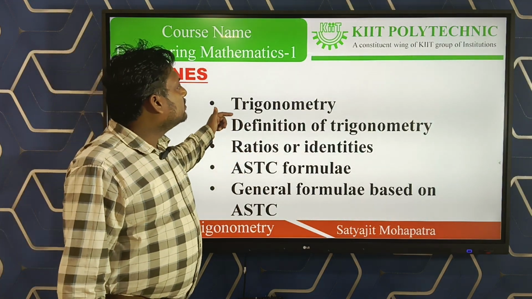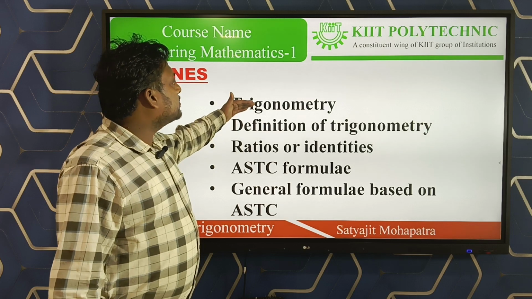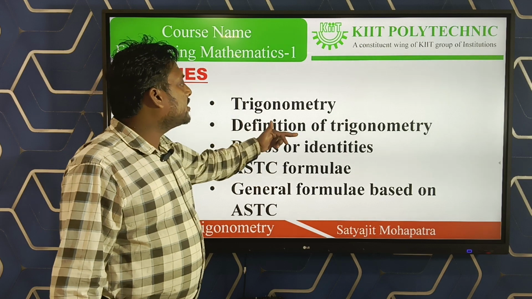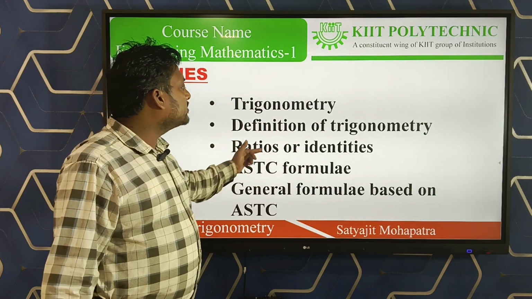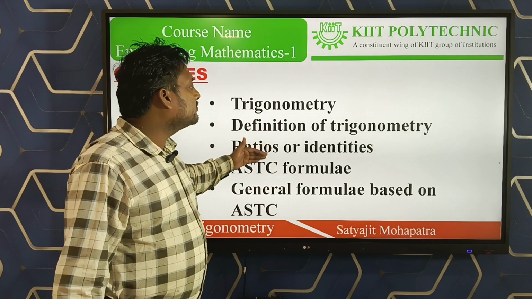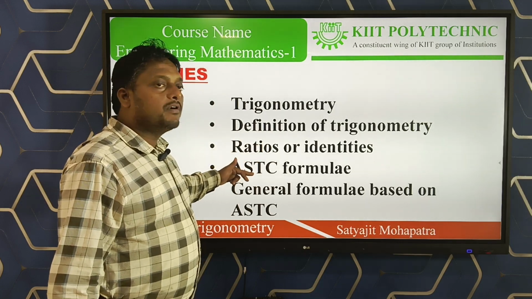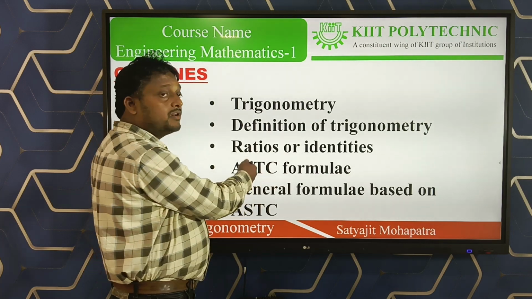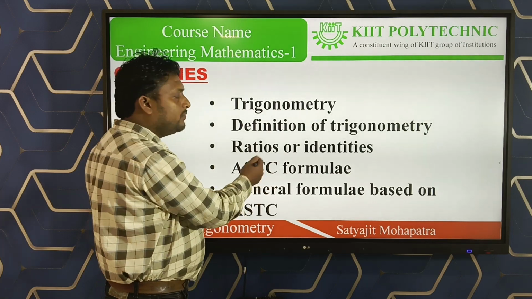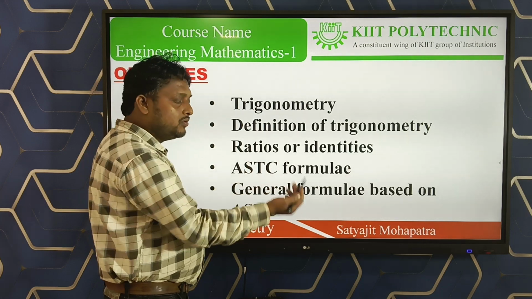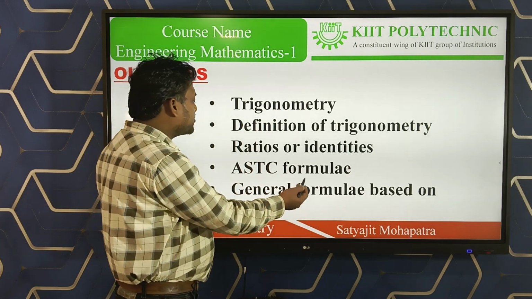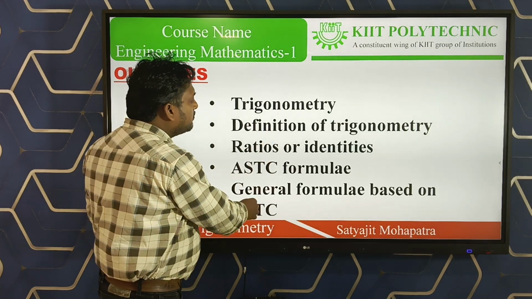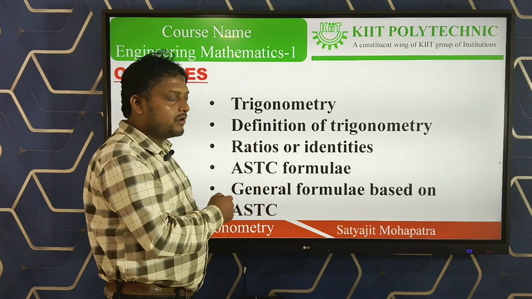All of you see here, the outlines are trigonometry. Then we will cover the definition of trigonometry. After covering the definition, we will go for all the 6 ratios or identities of trigonometry. Then the very important formula, that is ASTC formula, all sine tan cos. It plays a very crucial role in mathematics and the problems are based on this formula. We'll do the general formula based on ASTC next. After covering ASTC in quadrants, we will go for generalization of formula.